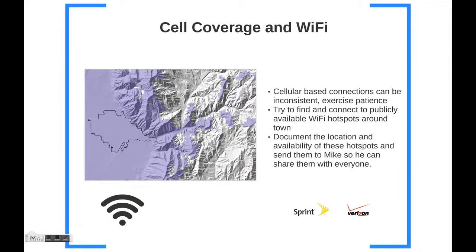Here's a quick map of Verizon's cell coverage, and you can see there's good coverage, but if you get up the canyon, especially up Left Fork, you're going to struggle to get that cell connection. Again, try and find publicly available Wi-Fi hotspots, the library. There's going to be places around town, and if you can document those and send them back to me, especially if they're publicly available or if they're private, but we can access them with a username and password, share those back so that we can get those out to everybody and use those connectivity hotspots.